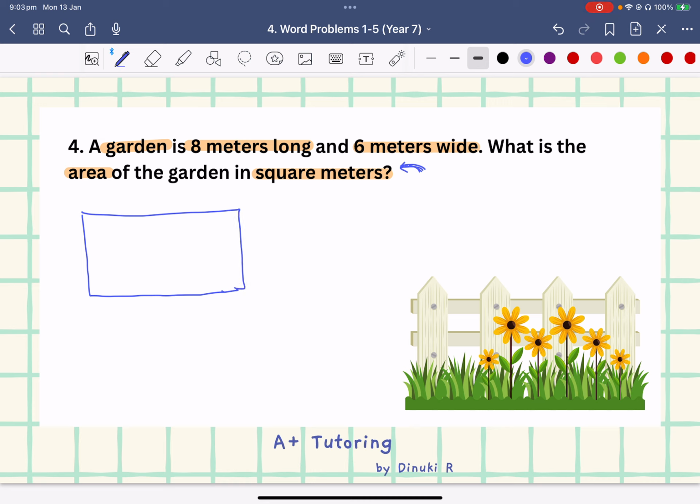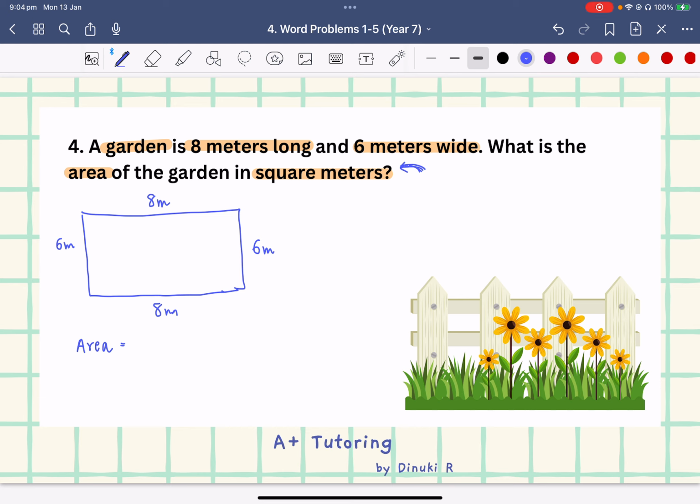Now, what are they telling us the length is? It's 8 meters. And the width is 6 meters. That instantly means these two sides have to be 8 meters and 6 meters as well. What are they asking us to figure out? The area. So, if you think back, how do we figure out the area of a rectangle?